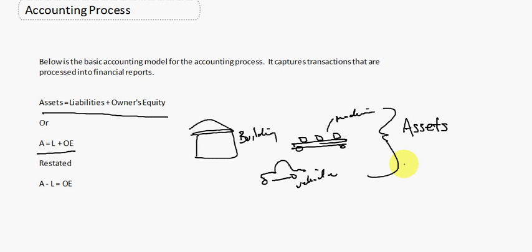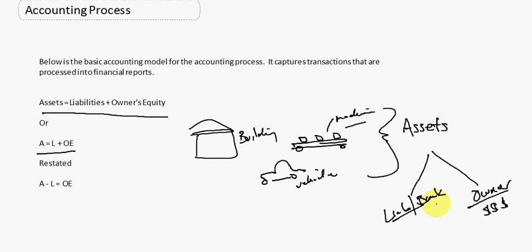Assets are provided by resources. The resources that provide for those assets will include the owner and the amount of money that the owner puts in, which could pay for the machines, the vehicles, maybe. In terms of the liabilities, such as a banknote, that would provide for the purchase of a building.